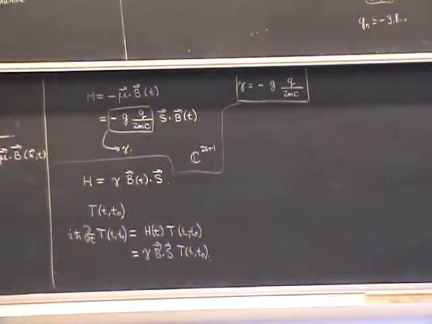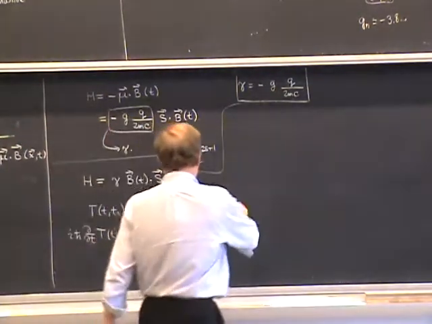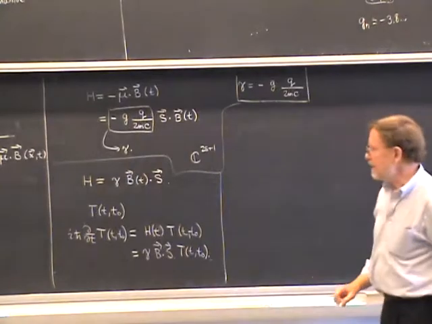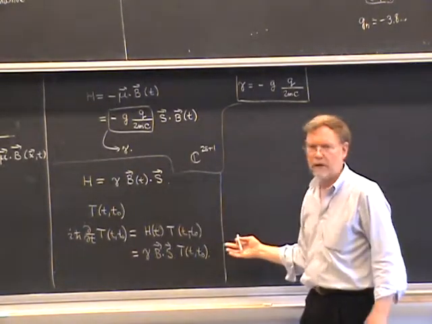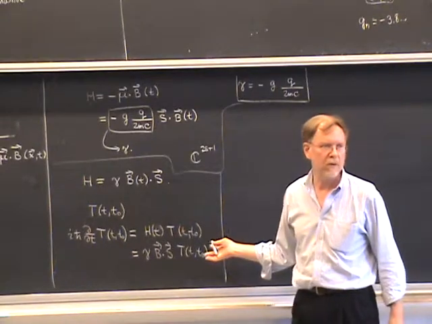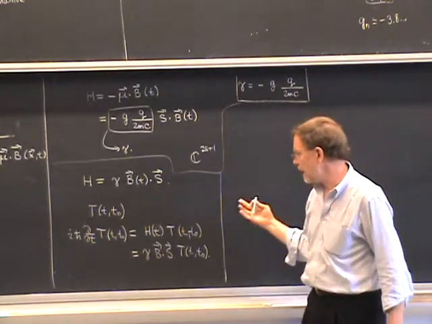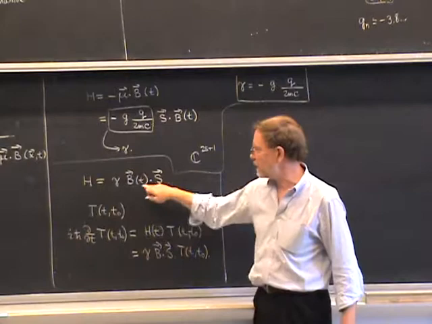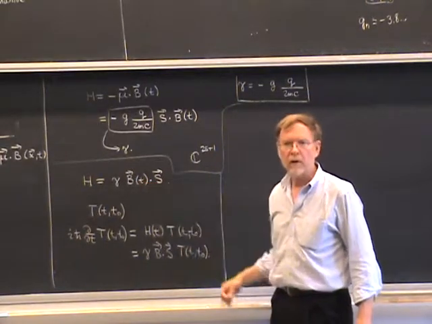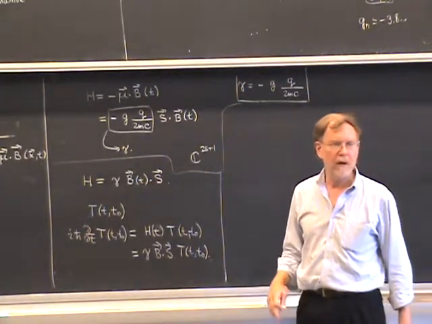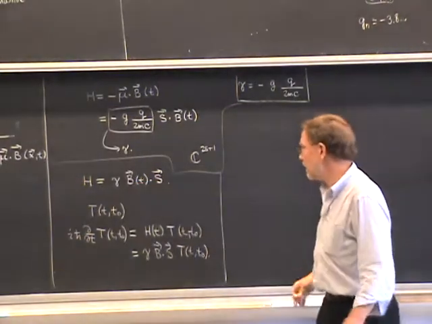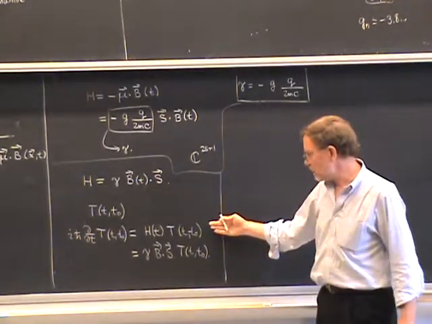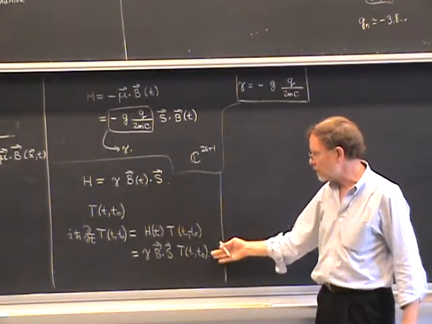All right. In general, it's not easy to solve. This is the time-dependent Schrodinger equation with a time-dependent Hamiltonian, and in general, it's not easy to solve these equations. In fact, you obviously can't solve it unless you know explicitly how B depends on time. But there are some general statements that can be made about that, regardless of how the magnetic field depends on time. In particular, this is the Schrodinger equation for the time-evolution operator.